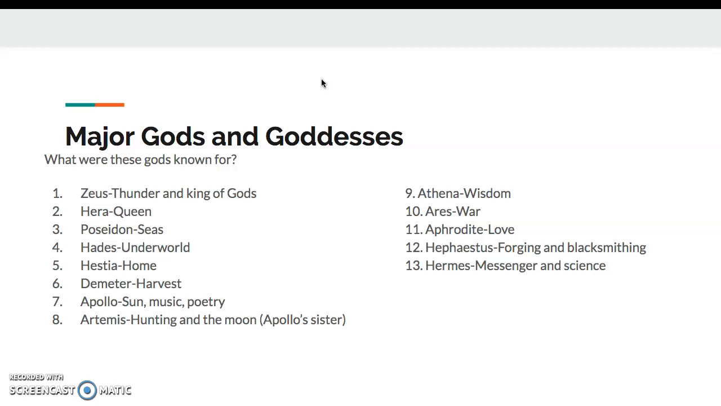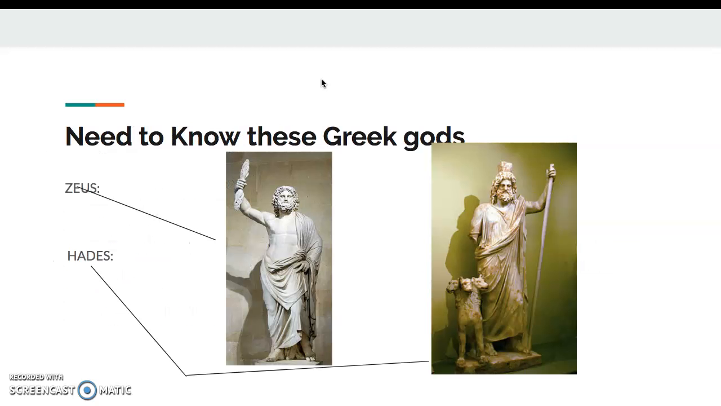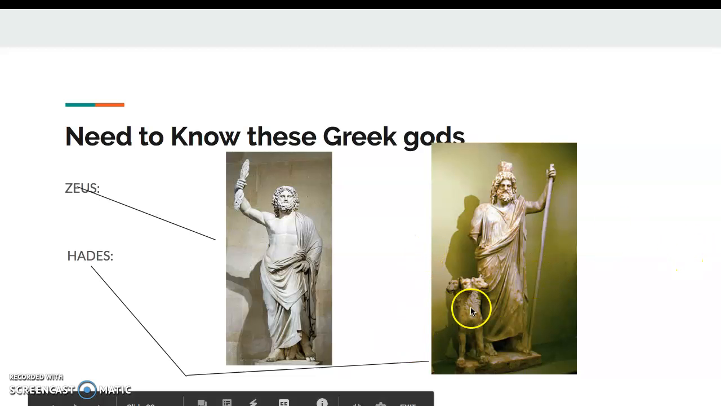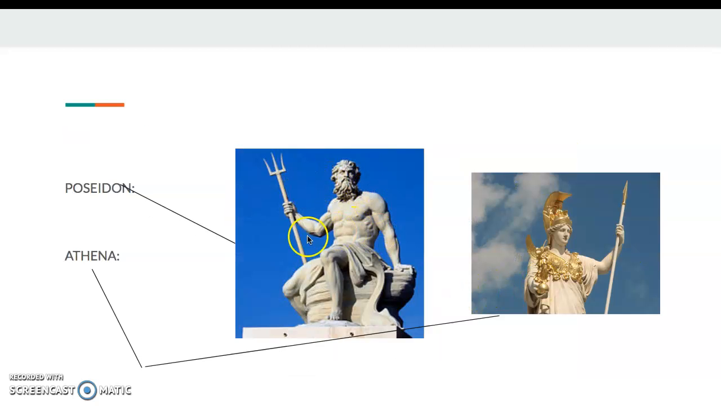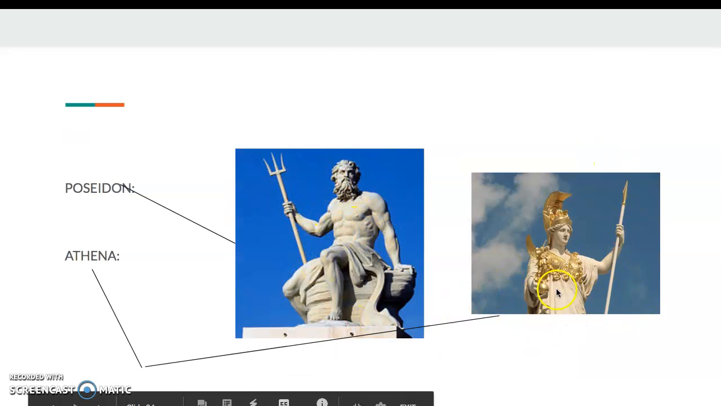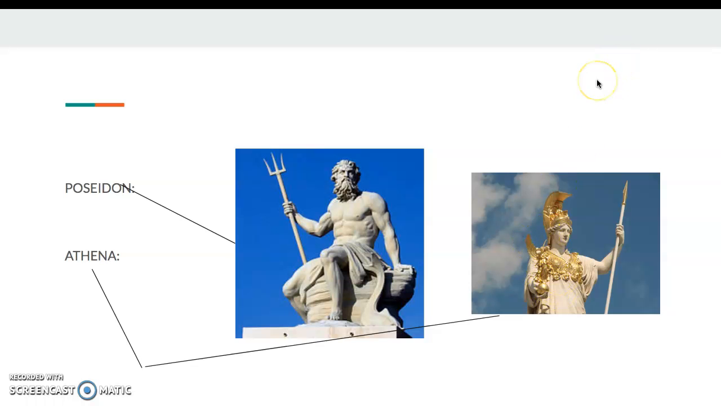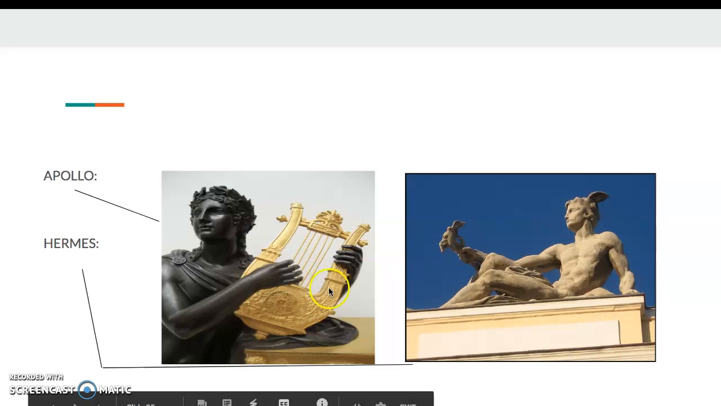All of these gods are going to end up popping back up in the Roman religion, where they're just going to be copied and have the names changed, made more Latinized or Romanized. But they get their start in Greece. So the ones that you will need to know for the test, you got Zeus here with his thunderbolt. Hades is pictured with his three-headed dog Cerberus, who guards the gates of Hades. Poseidon with his trident. Athena with her spear, and the owl posted here, the symbol of wisdom. Apollo, music god, with his golden harp, and then Hermes with his wings for flying and messaging things back and forth.